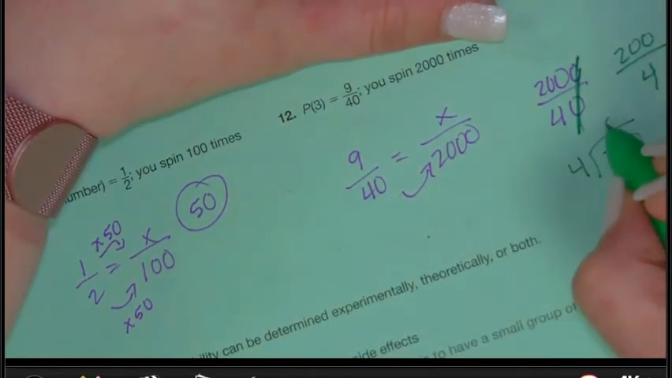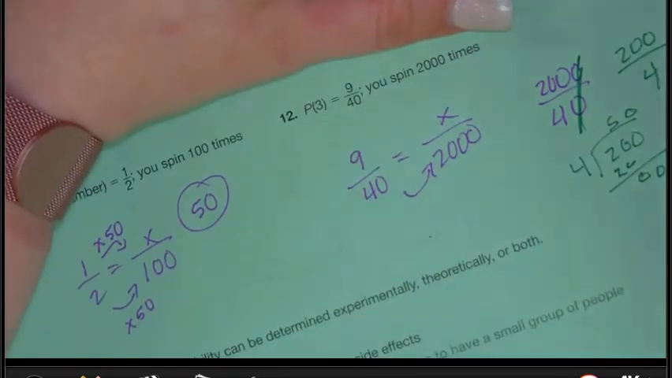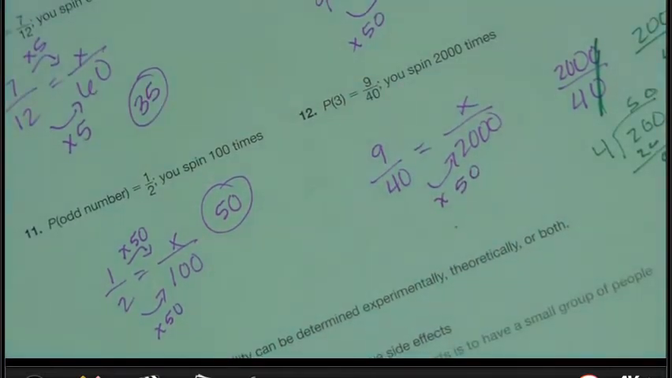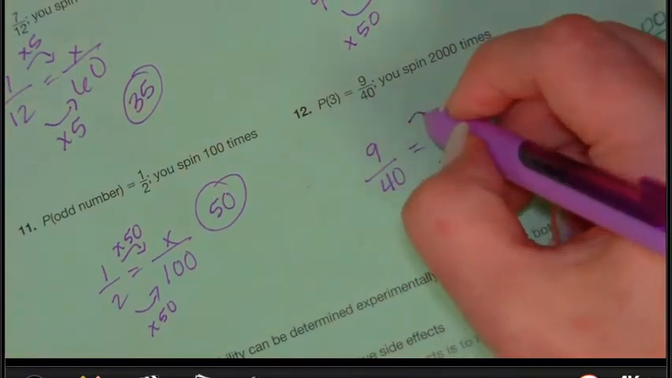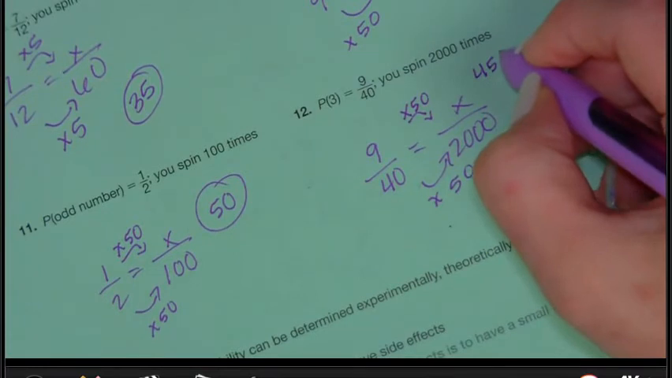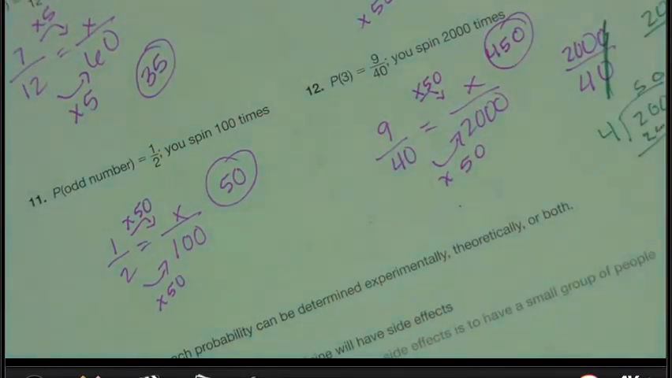And then I can divide from here. I'll show you this one. It's going to be multiplied by 50 times. So 40 times 50 is 2,000. Okay. If I multiply by 50 on the bottom, I have to do the same thing to the top. So 9 times 5 is 45, and I only have 1 extra 0. So add that to make 450. Okay.